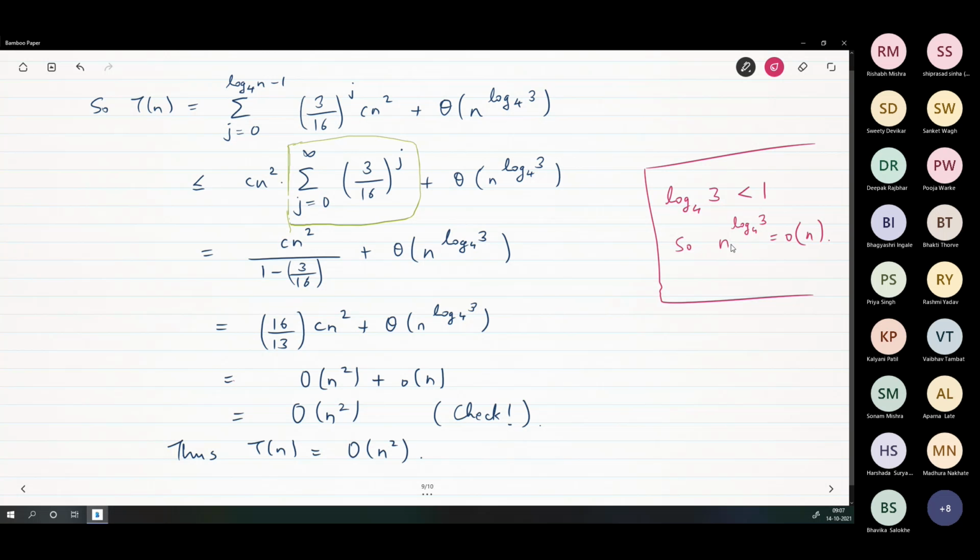Okay, so now you remember we looked at n to the delta, n to the mu, those kinds of problems in the previous tutorial. So I'm not repeating them. Go back to the tutorial sheet and check. Okay, since this is less than 1, n to the log 3 to the base 4 is in fact little o of n to the 1. So this term, although it is theta n to the log 3 to the base 4, is in fact little o of n. But this term 16 by 13 cn squared is already big O of n squared. It's a larger term, right? So big O n squared plus little o n is in fact big O n squared itself.